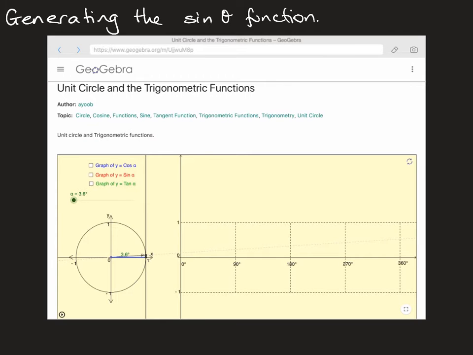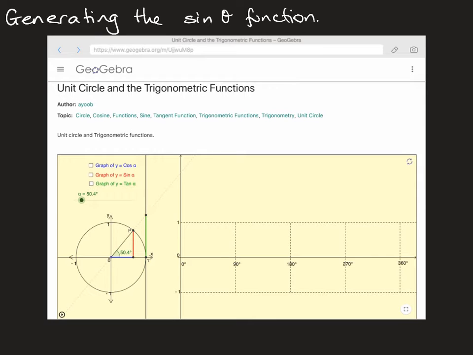So let's start with the sine function. We're going to graph sine of theta. In this little interactive, they're using alpha as the angle. I'm going to drag this angle across, and you can see it makes the point on the unit circle move around, and therefore it changes its x coordinate and its y coordinate. The y coordinate of this point here is the value of sine.